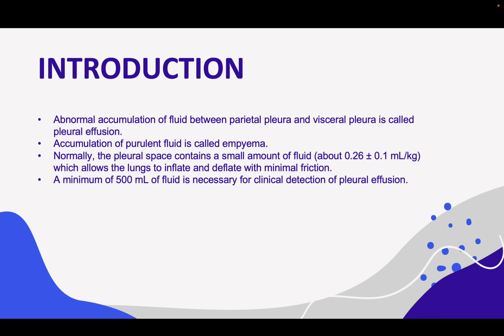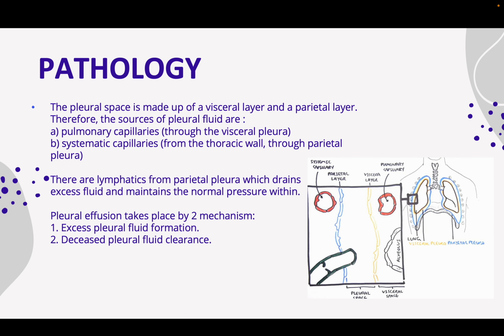Normally the pleural space contains a small amount of fluid, about 0.26 milliliter per kilogram, and this fluid allows the lungs to inflate and deflate with minimal friction. A minimum of 500 milliliters of fluid is necessary for clinical detection of pleural effusion.